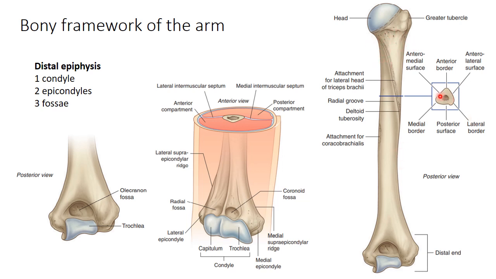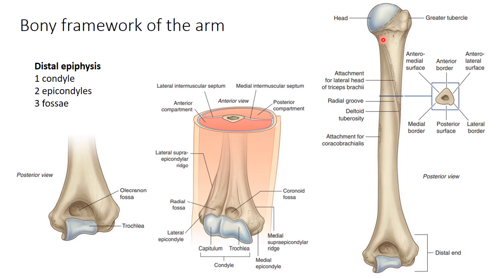The shaft is triangular in cross section, and if we cut the shaft we will get a triangular shaped section with an anterior border, medial and lateral borders, and we have a posterior surface. Now we are looking at the posterior surface, and there are anterolateral and anteromedial surfaces. The shaft of the humerus proximally has an oblique line, oblique meaning slanted, from the anatomical neck downward and laterally reaching to the deltoid tuberosity.